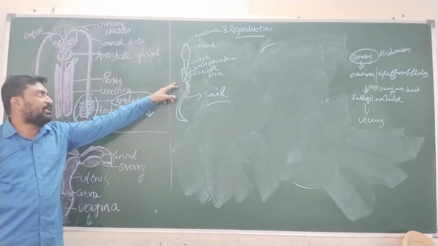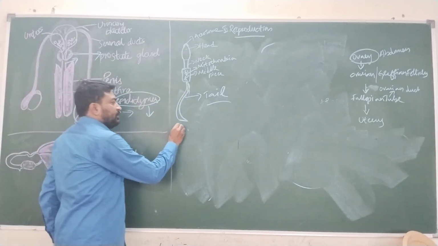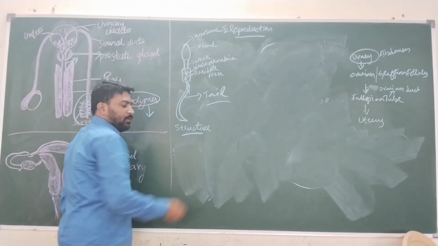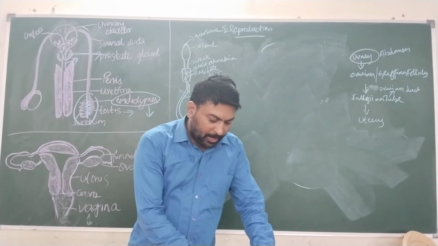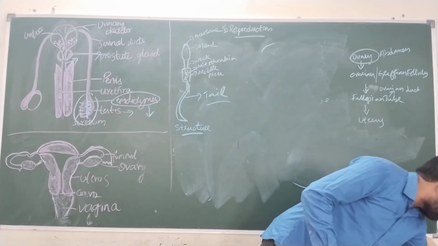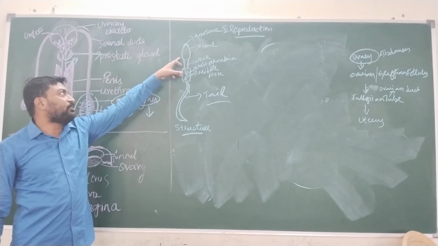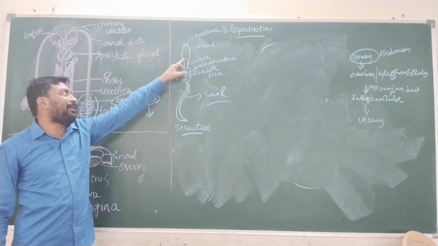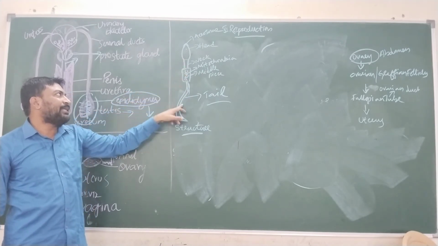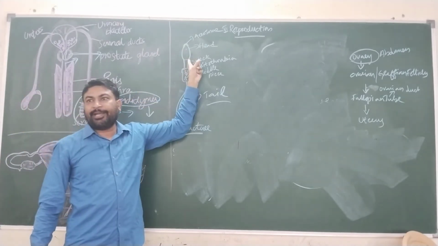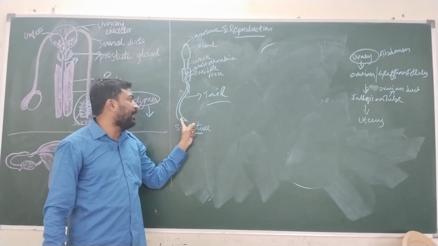Let us study the structure of a sperm. The structure of a sperm shows us four different parts: head, neck, middle piece and tail. These are the main parts present in the sperm.